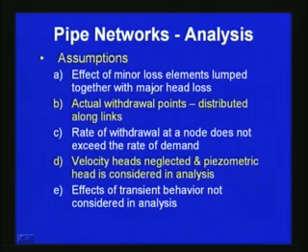So, these are some of the major challenges when we solve such kinds of pipe networks. To make it simple, while solving these kinds of pipe network problems, we put certain assumptions. So, here the important assumptions are listed. The first one is that the effect of minor loss elements, as we have done earlier, are lumped together with the major head losses depending upon the system. That is assumption number 1, and assumption number 2, the actual withdrawal points are distributed along the links.